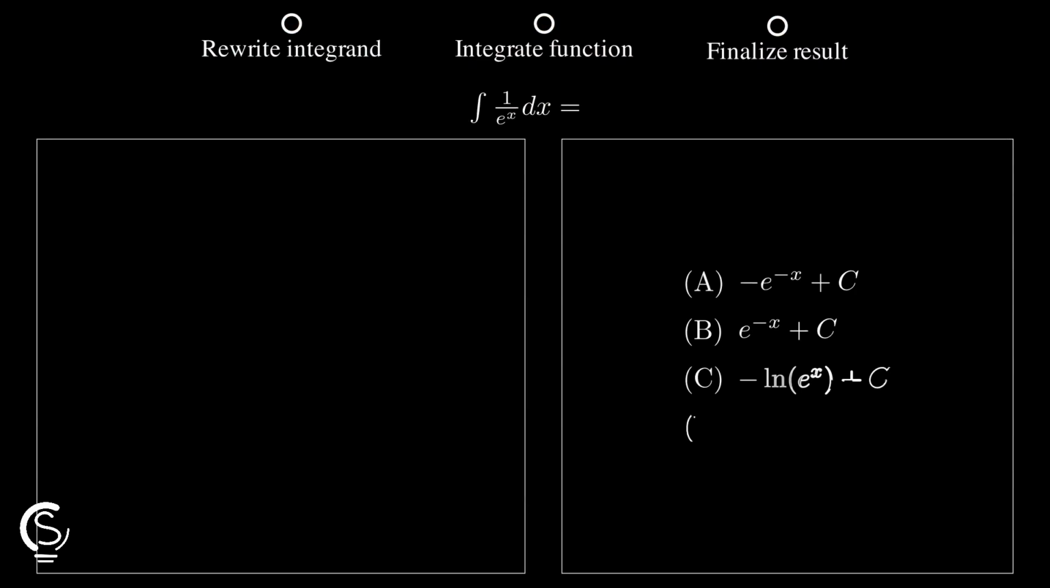First, we rewrite the fraction. Using the rule for negative exponents, 1 over e to the x is equivalent to e to the negative x. That is our starting point.